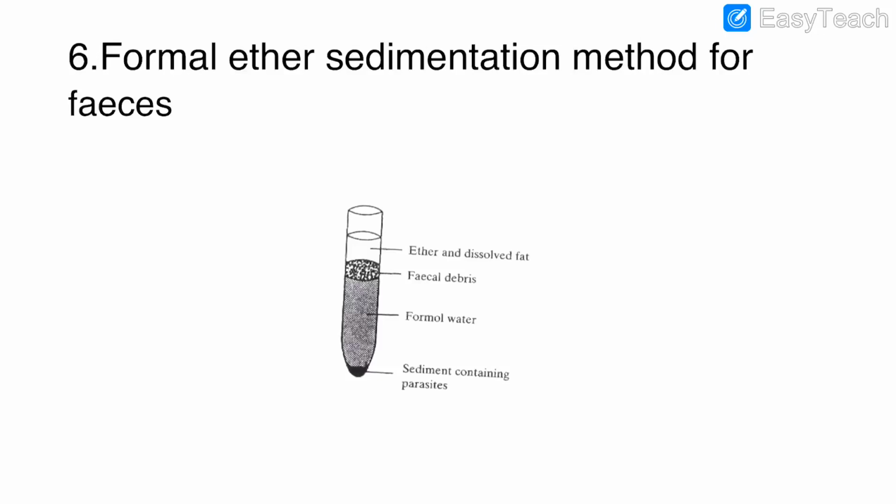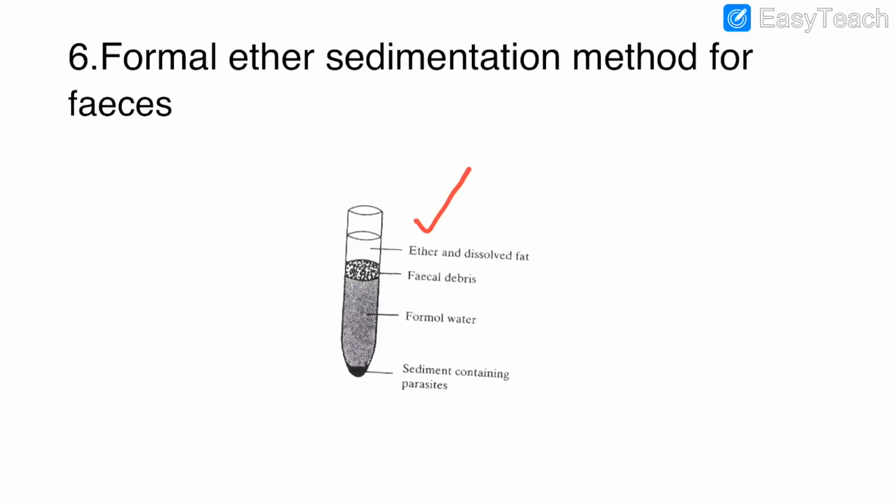Then another question comes about the sedimentation technique, that is the formal ether sedimentation method for fecal material. In that, you take the fecal material in which you want to find out the helminthic egg, and you do a series of things with it, like you put it into a gauze and filter it off, after that you can centrifuge it, after that you can add formalin, after that you add ether, and after doing all these things, you get these various strata.